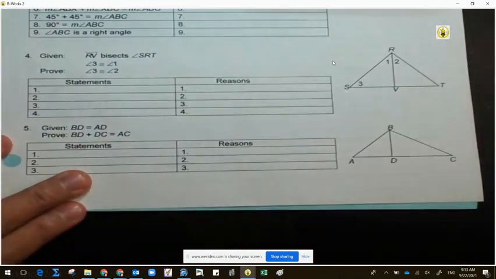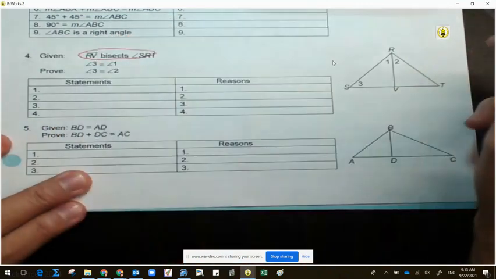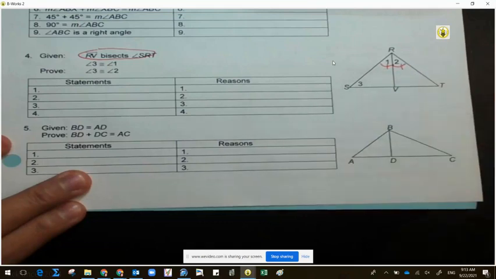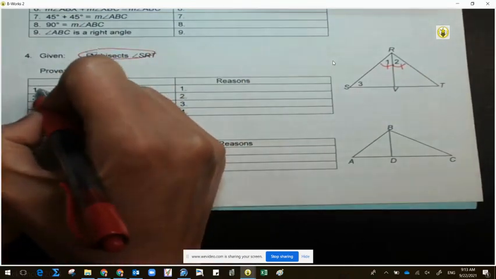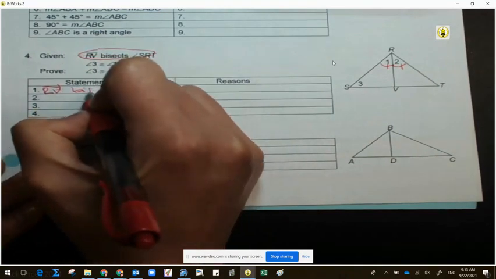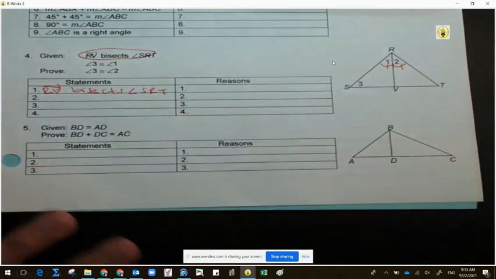RV is bisecting angle SRT. That means RV is going to cut this angle in half. So here's RV, swing in 1 tick mark. We want to write that on our first statement: RV bisects angle SRT. And what is the reasoning on this?